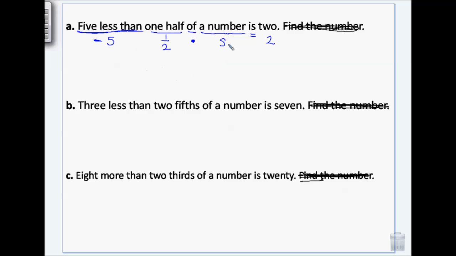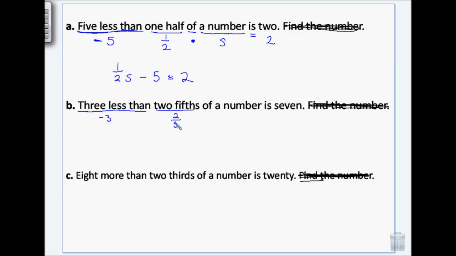Now we're going to put this together to make it coherent. 1/2 times S. You can just write it together like that. Minus 5 equals 2. So "3 less than" is going to be minus 3.